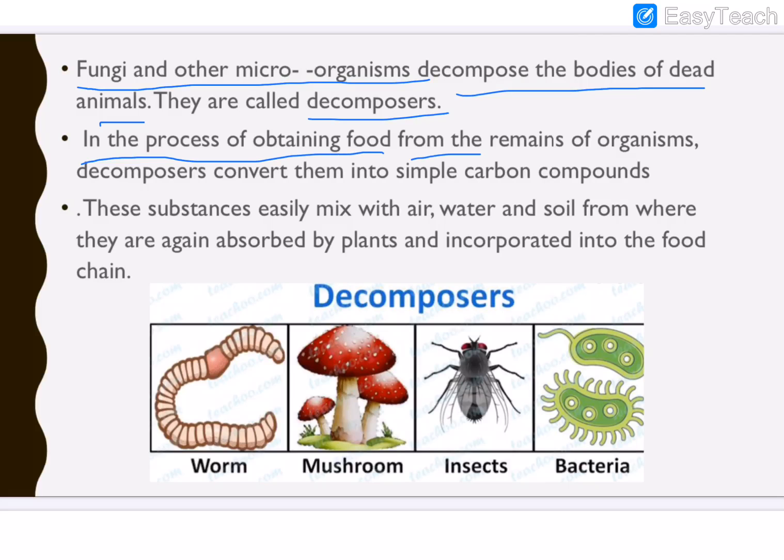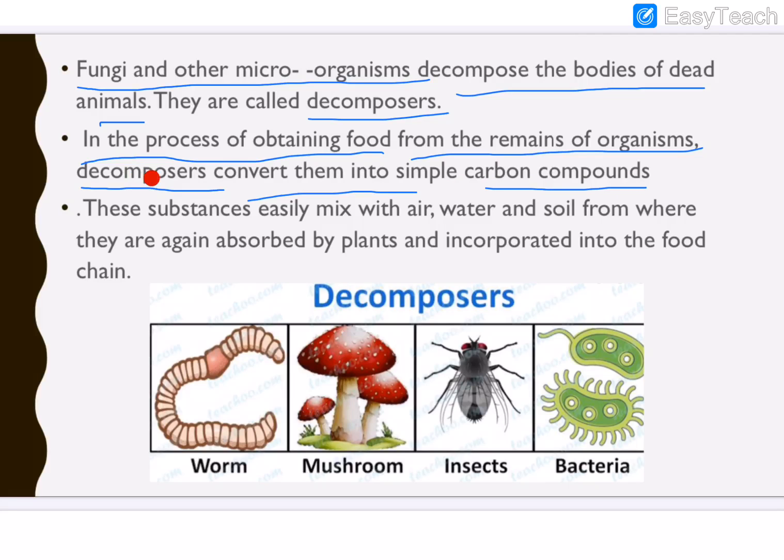In this process of obtaining food from the remains of organisms, remains meaning the dead remains of the organism, decomposers convert them into simple carbon compounds. So all the microorganisms, like the earthworm, are also decomposers. The earthworm is not a microorganism, but it is a decomposer. And mushrooms, insects, fungi, bacteria, they all convert the complex compounds into simple carbon compounds.